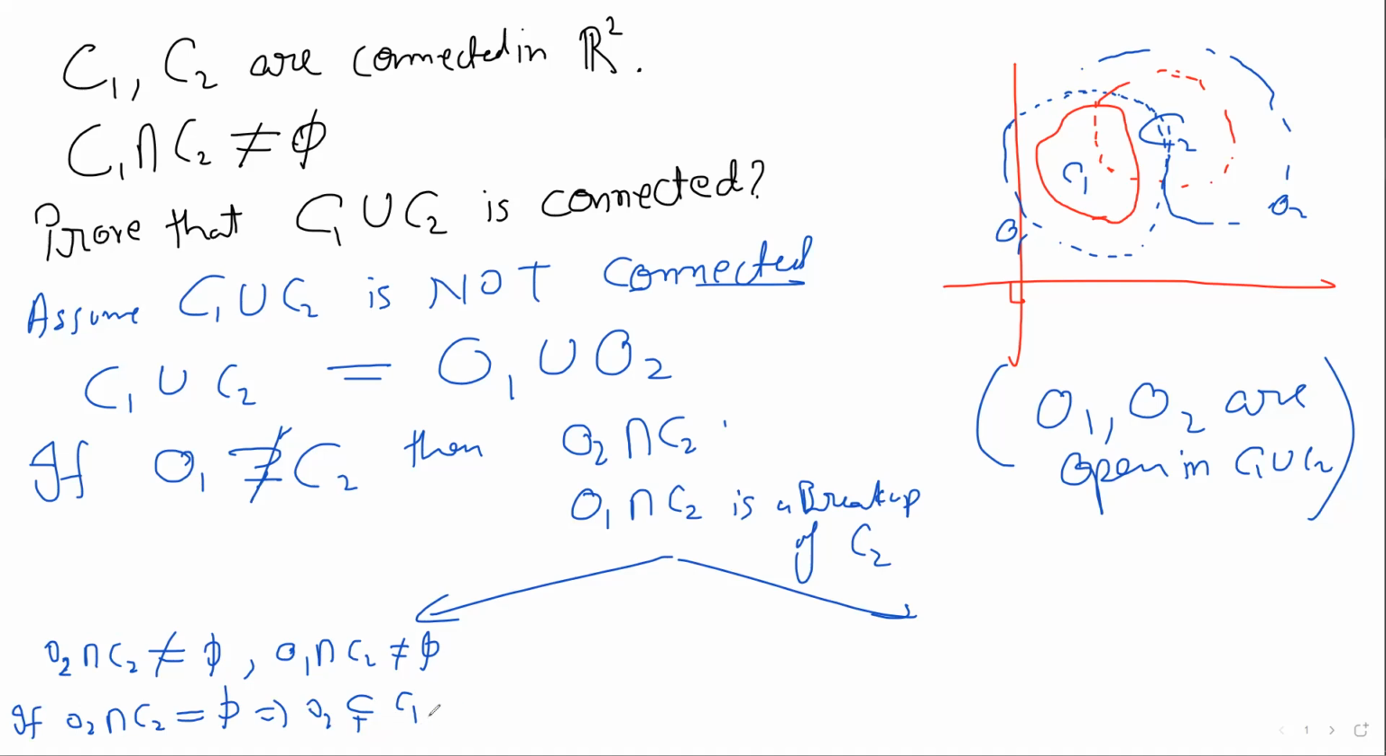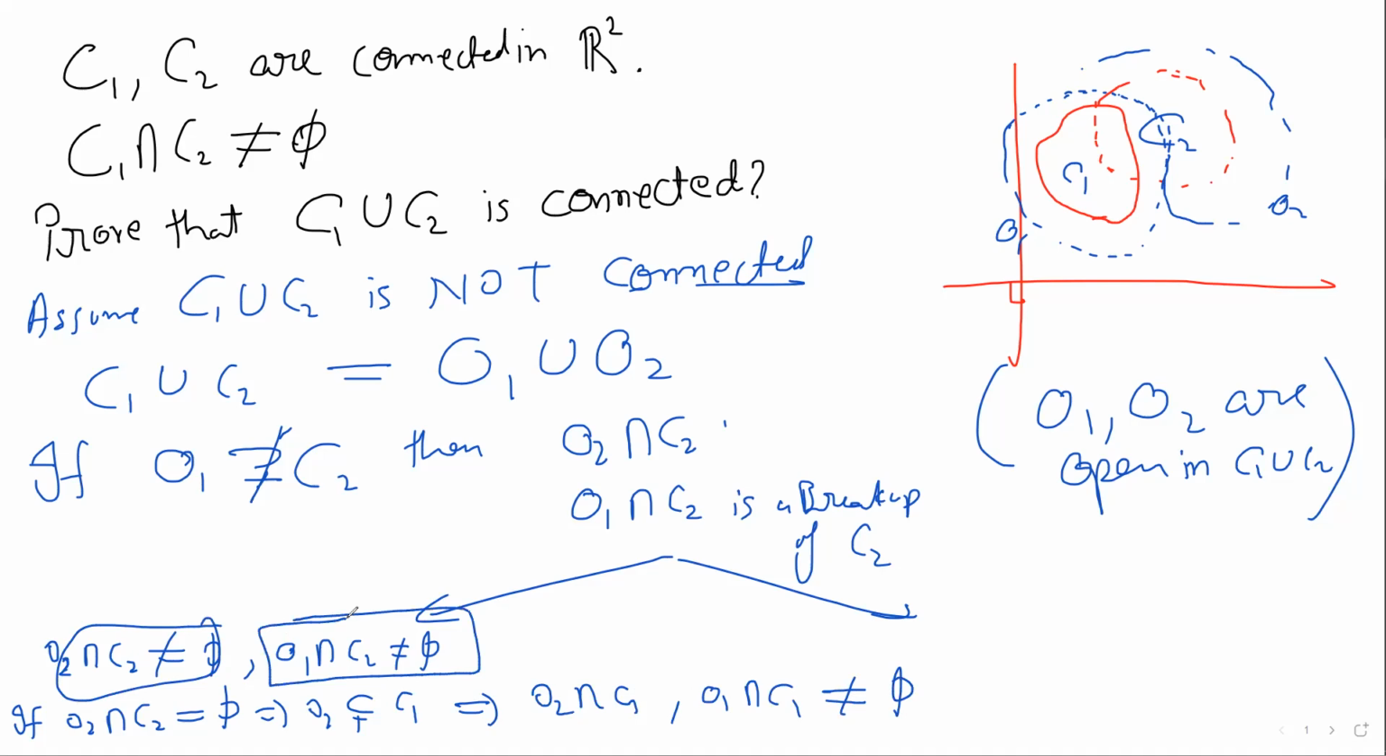But in that case, again, you can similarly get a breakup of C1, right? That will imply that O2 intersection C1 and O1 intersection C1 is a breakup. So this will be non-empty. If O2 is strictly contained in C1, then there will be some part of O1 also which is there in C1. Otherwise, how will you cover C1? So that way will be done. And if that does not happen, then this is non-empty. And this is obviously non-empty. O1 intersection C2 is obviously non-empty. Otherwise, how will you cover C2?